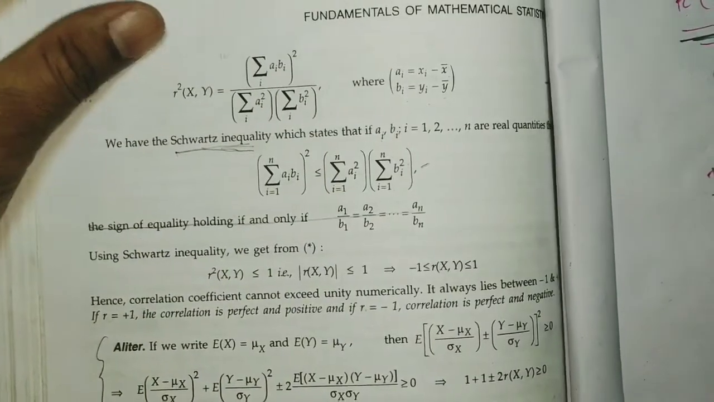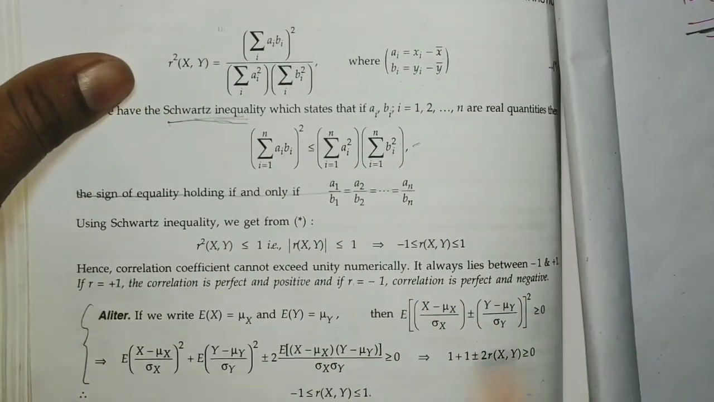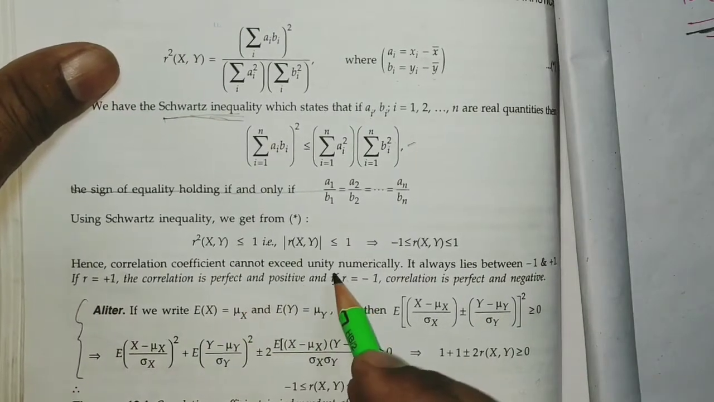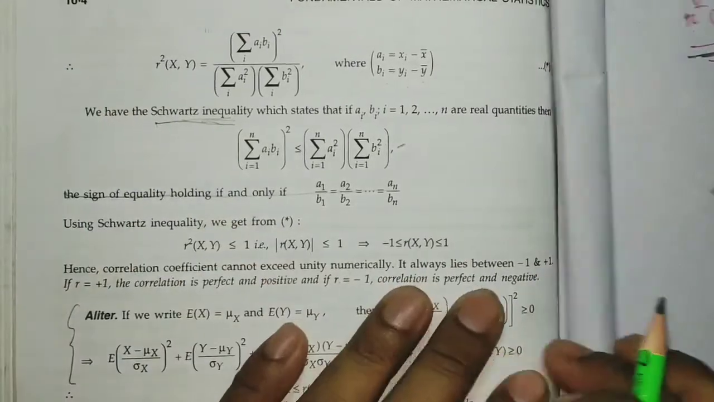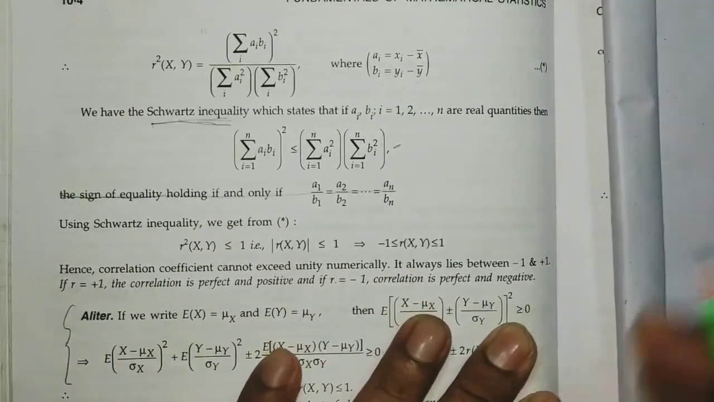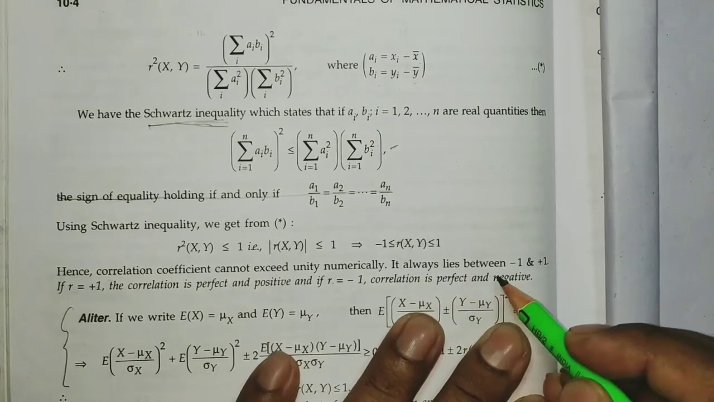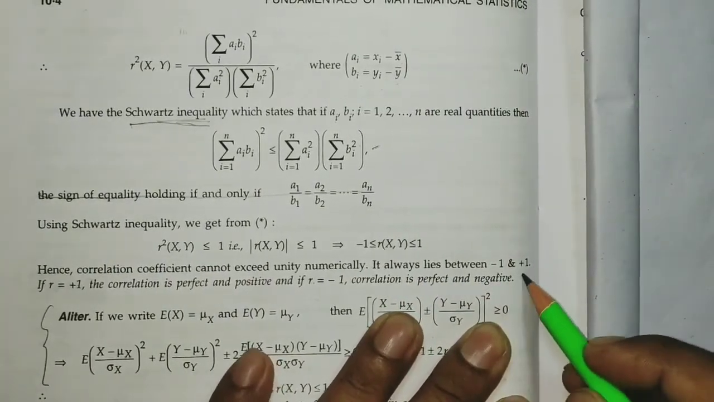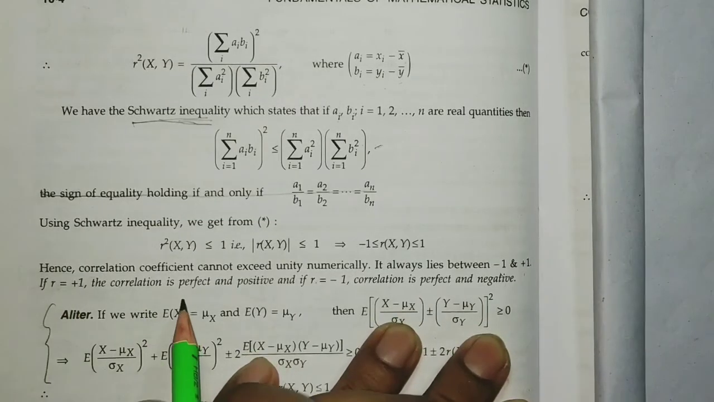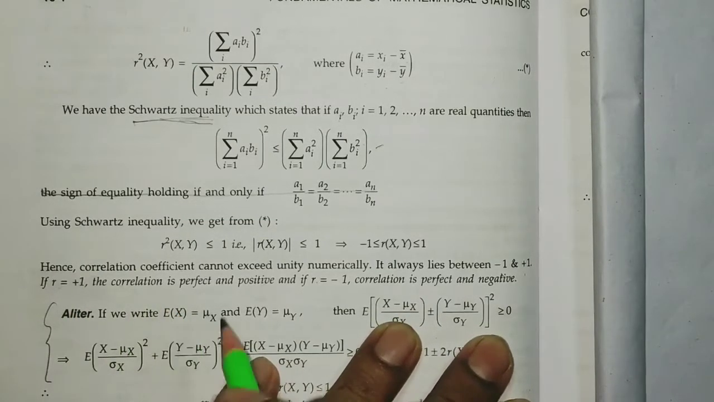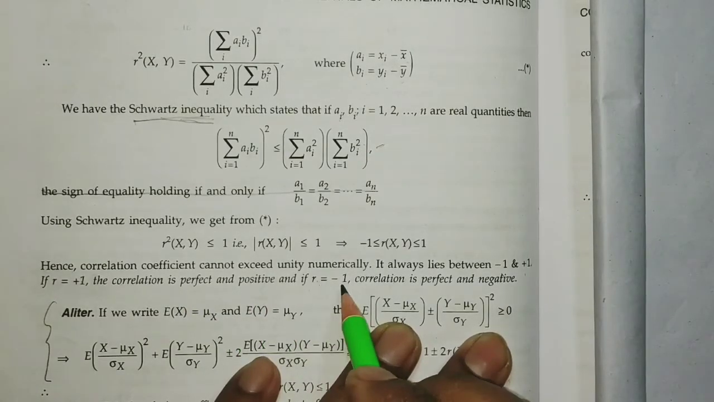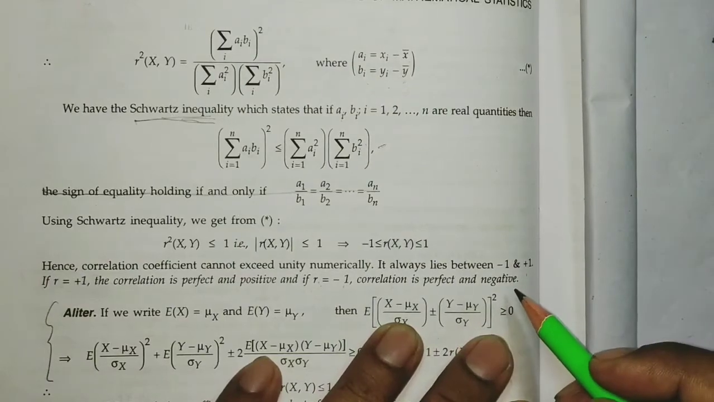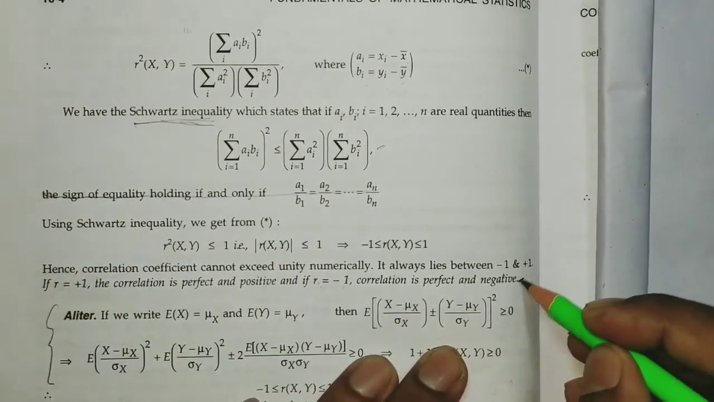Okay, now you can write this line itself in your note, that hence the correlation coefficient cannot exceed unity numerically. It always lies numerically, it cannot exceed 1. It always lies in between minus 1 and plus 1. If r equals plus 1, the correlation is perfect and positive. If r equals minus 1, the correlation is perfect and negative. Okay, this line also you have to add in your note.